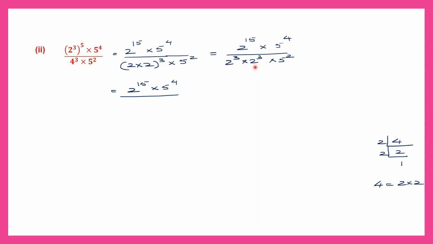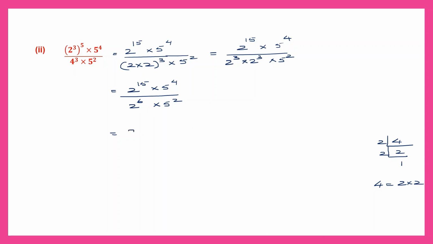When the base is the same, you can add the powers for multiplication. So 3 plus 3 is 6. So that becomes 2 to the power of 6 into 5 to the power of 2. Now we can solve this here. Here 2 to the power of 15 by 2 to the power of 6. That means this is division. When it is division, we can subtract the powers.